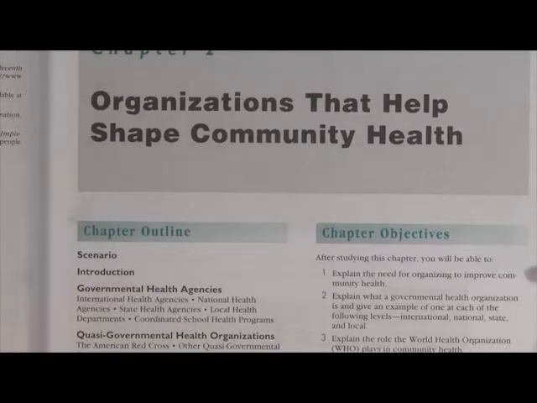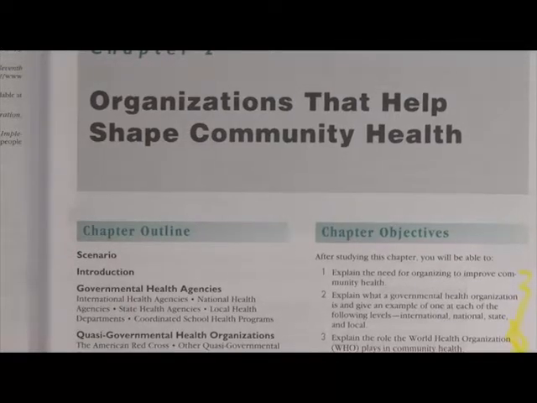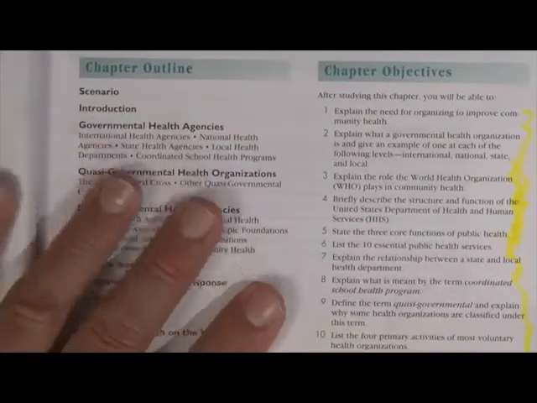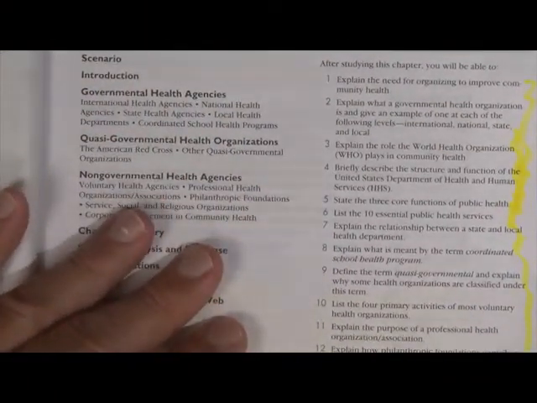As you'll see here, we're going from why we need organizations like this down to the World Health Organization internationally. Then we go down through the Department of Health and Human Services, national, down through the state and local agencies, looking at the core functions of public health and the 10 essential public health services, down through the different types of public health organizations, and ending up with corporate involvement in community health.